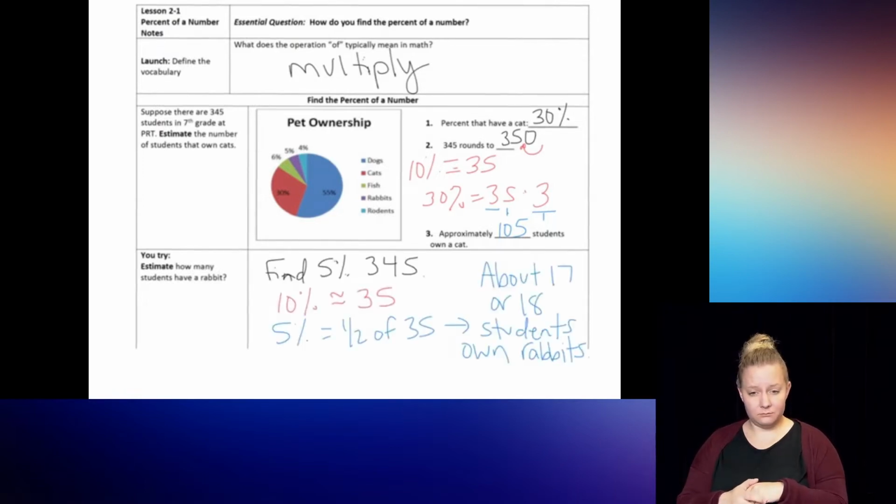All right, here's my estimation. To find 5%, I first found 10%, and again, I imagine that was being 350 instead of 345. So 10% came out to be about 35, or if I just move my decimal left here, 34.5 would be like 35. And so I know 5% is half of 10%, so I wanted half of the 35, which is 17.5, so I just said about 17 or 18 students would own rabbits.